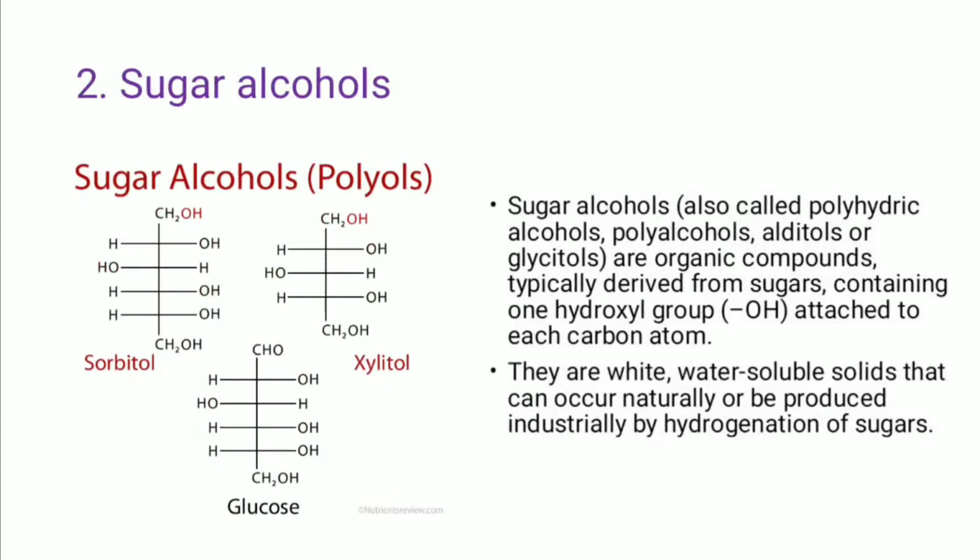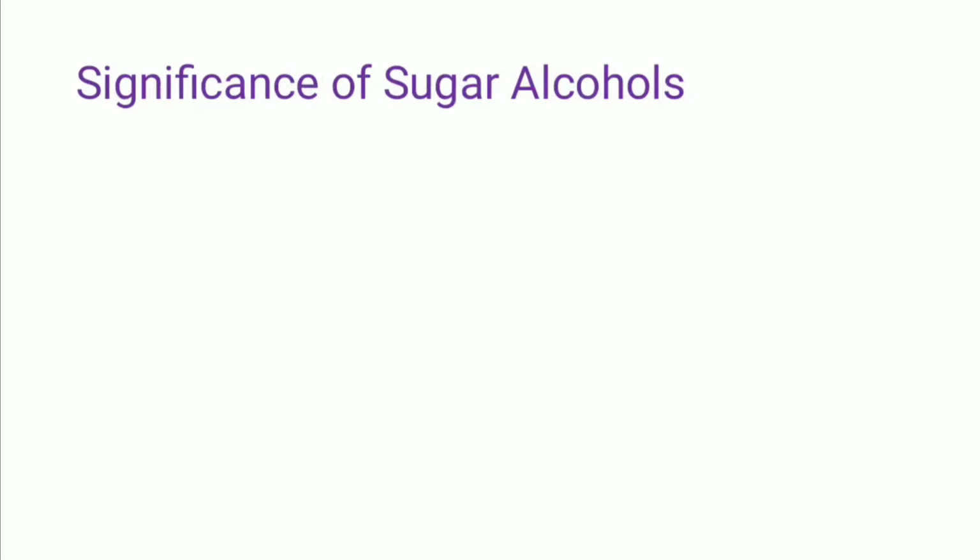The examples of sugar alcohol are sorbitol and xylitol. Sorbitol and xylitol are derived from glucose. As in glucose, the aldehyde group is reduced to alcohol. So as we see in sorbitol, only the top aldehyde group is converted into an alcohol group. So these are the sugar alcohols.